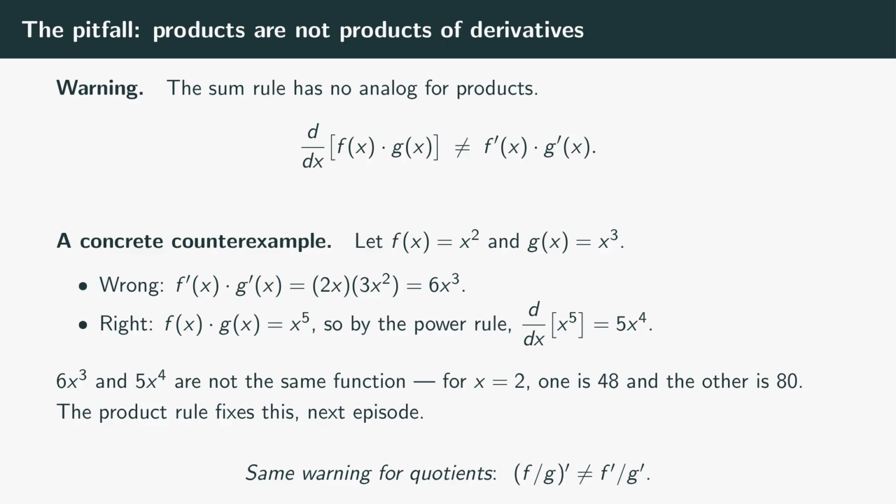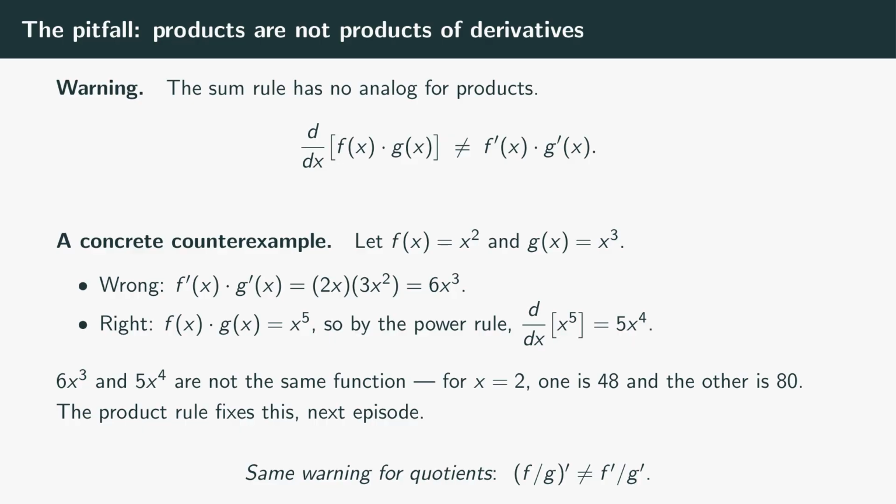The cleanest counterexample uses the power rule itself. Take f equal to x squared and g equal to x cubed. Their product is x to the 5th, and the power rule says the derivative of x to the 5th is 5x to the 4th. Now do it the wrong way. f prime is 2x, g prime is 3x squared, and the product of those is 6x cubed. 5x to the 4th and 6x cubed are not the same function.